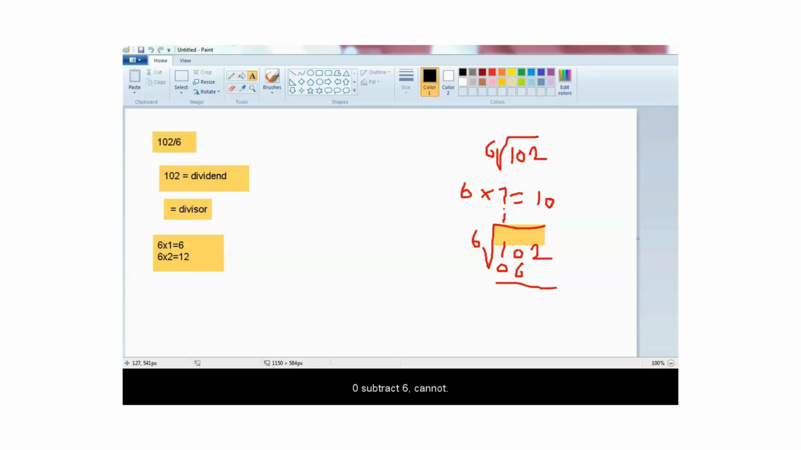0 subtract 6 cannot. We are going to borrow 1 to the 0 to give us 10. 10 subtract 6 gives us 4. This is going to be a 0 because 1 has been taken over to this side. Now this 2 comes down. All along it has been untouched. Now it comes down and meets the 4 to give 42. So we're going to repeat the whole process.